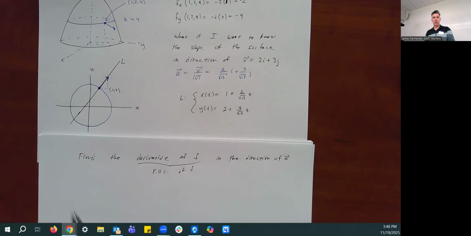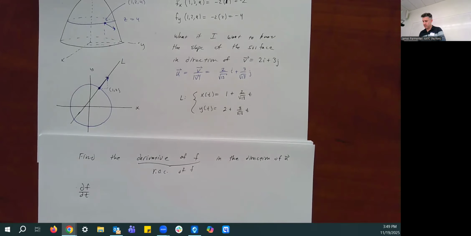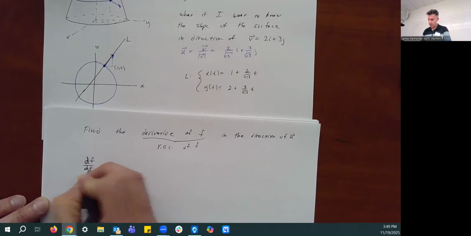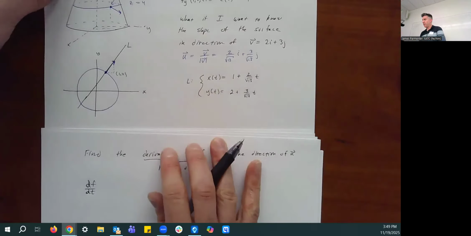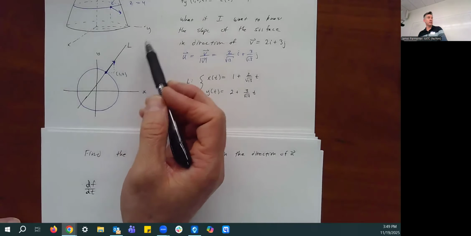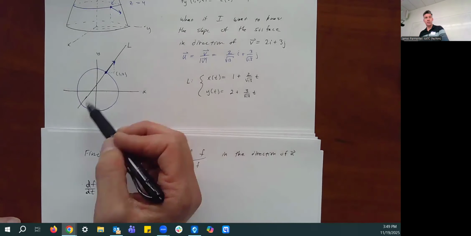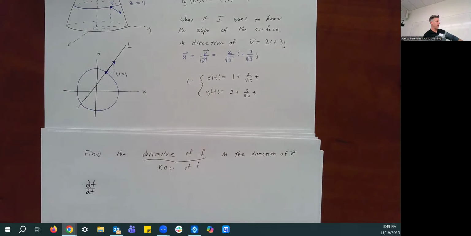So look at what we're going to do. We're going to say that my derivative is df dt, not del f dt. I'm thinking I'm traveling along this line as t increases, so I want to know that as t is getting bigger, what's the slope of my surface? Okay, here's where the magic happens.